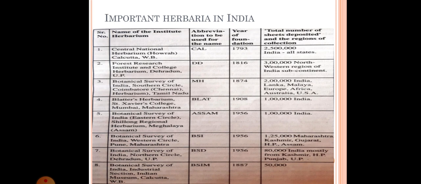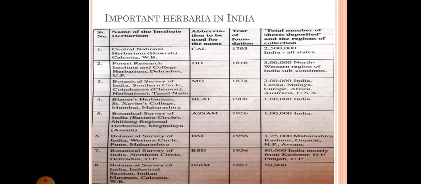Here are some important herbaria in India. So here we'll see the names of the institute of the herbarium. Central National Herbarium, Botanic Garden, Calcutta. The abbreviation is CAL. Year of foundation, 1793. Total number of sheets deposited, 25 lakhs. Region of the collection, India, all states.